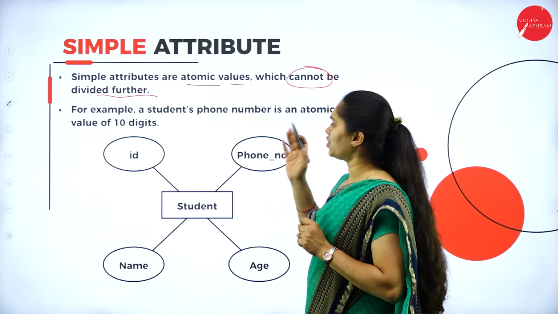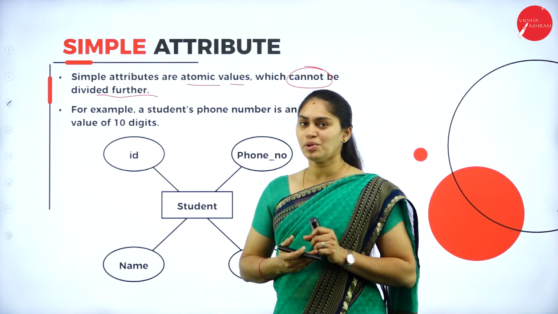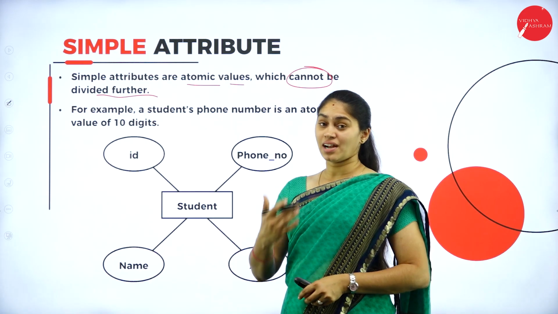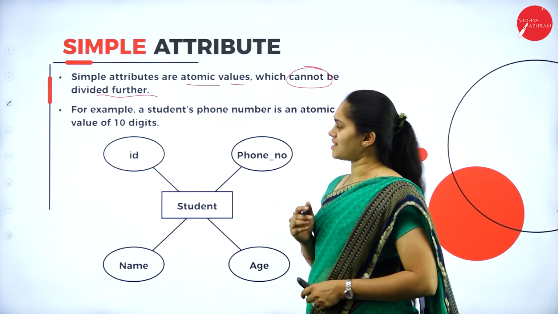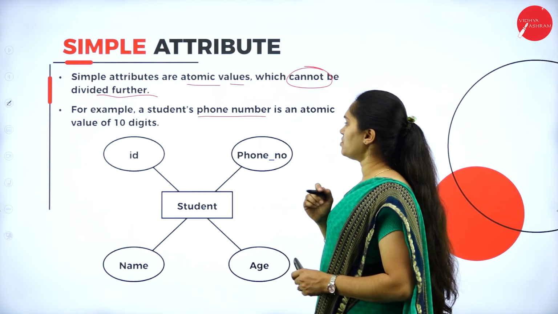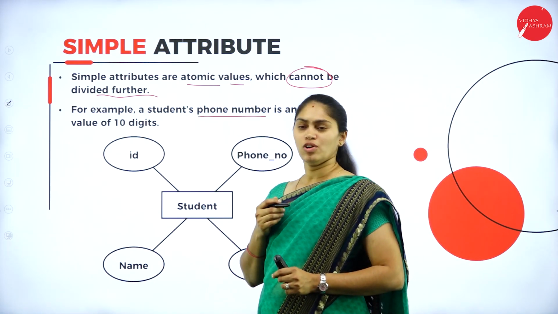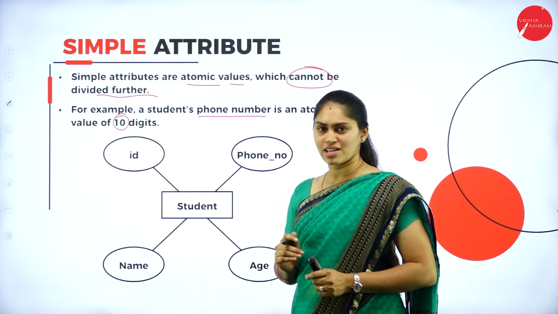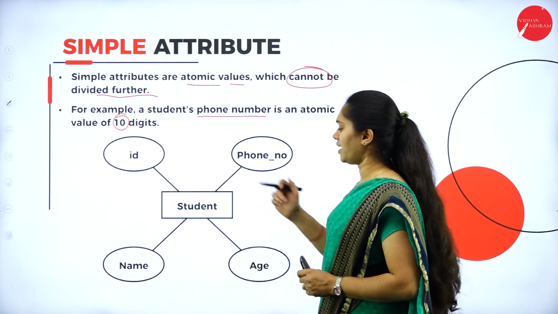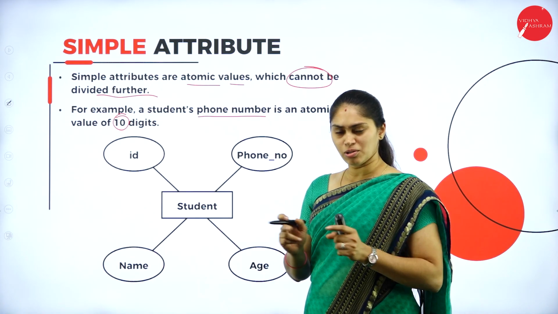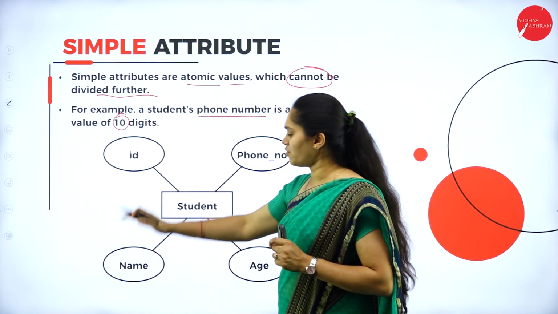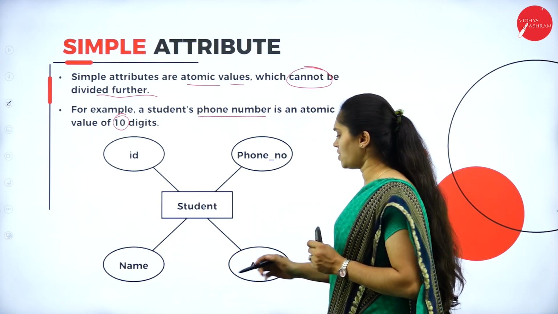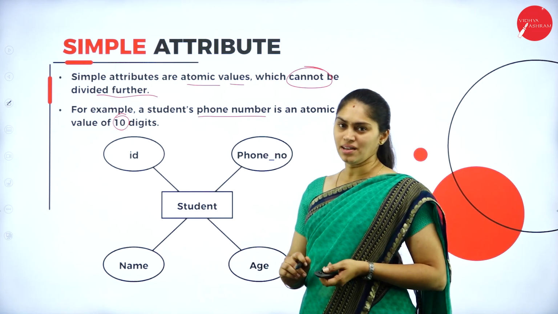Whenever we have that kind of value, we can call that kind of attribute a simple attribute. The values of simple attributes are atomic in nature, so we can't further divide them into any other classification. Here you can see the student phone number is an atomic value of 10 digits. At most it will have 10 digits, but if I take both the country code as well as the number, then it will be 12 digits. Here you can see we have an entity represented by a rectangle, and we specify all these attributes with oval shapes: ID, phone number, age, and name. All these are simple attributes.